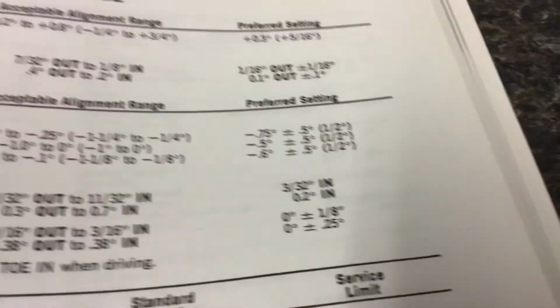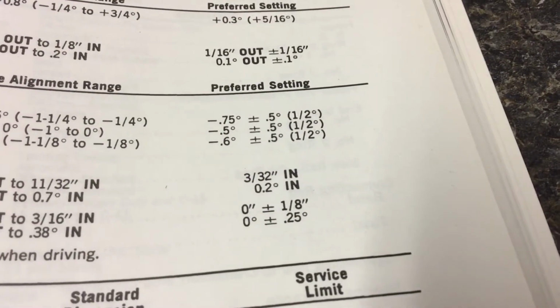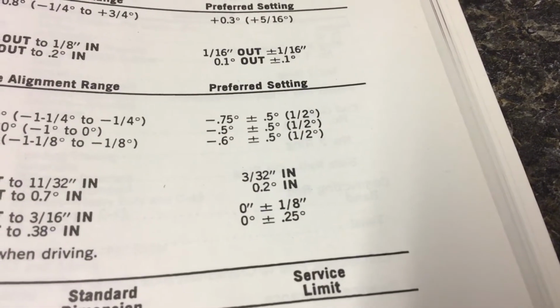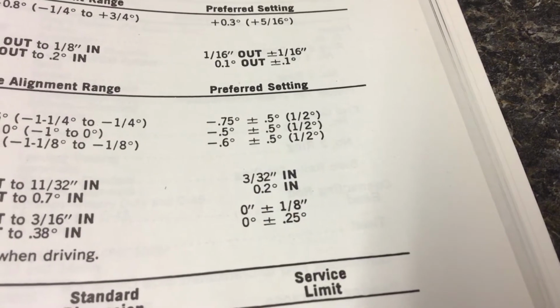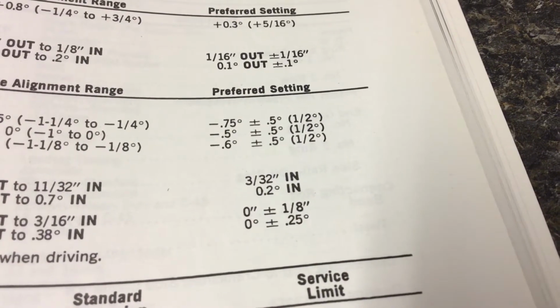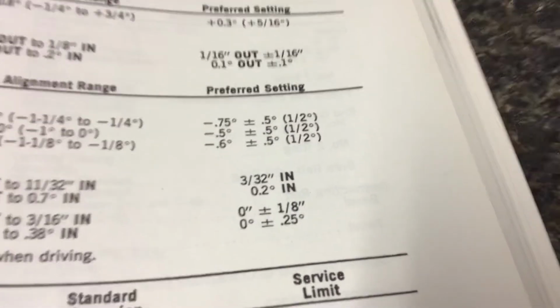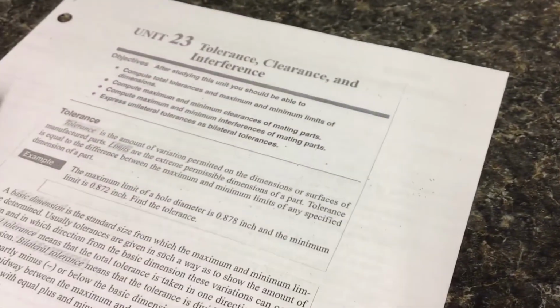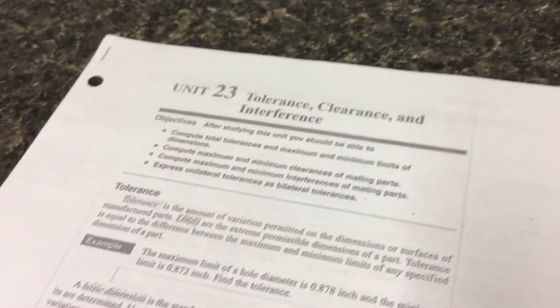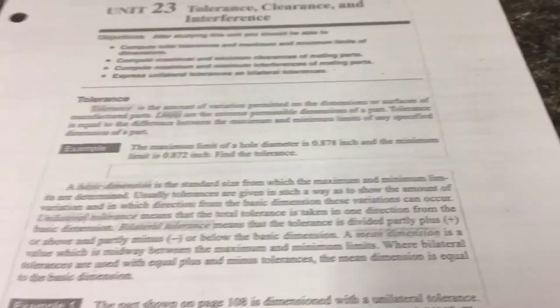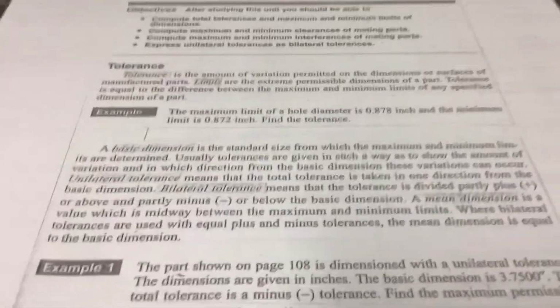you might have dimensions in your specifications that look like this: negative 0.75 degrees plus or minus 0.5 degrees. That's talking all about tolerance, clearance, and interference. So we need to define a few things first.